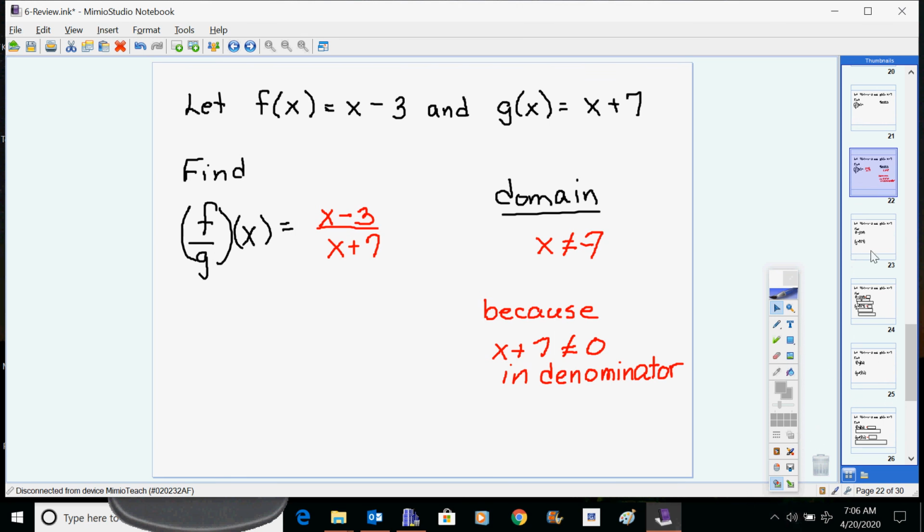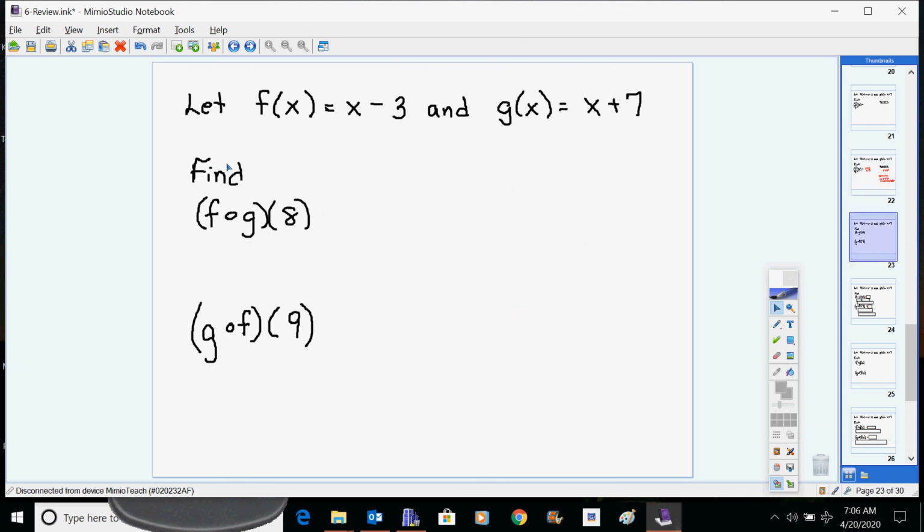Now we have also composite functions. On the composite functions, this is that circle. It's not the same as the raised dot. This does not mean multiply. Okay, and if there were mistakes made, the mistakes came in thinking that this means multiply. It does not mean multiply. It's a composite function, f of g of this value.